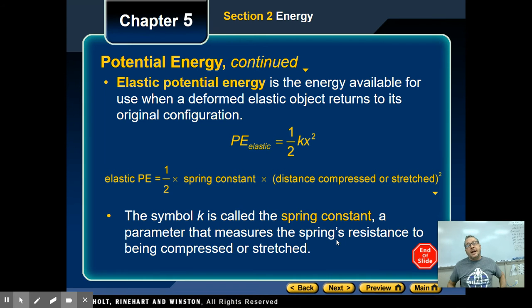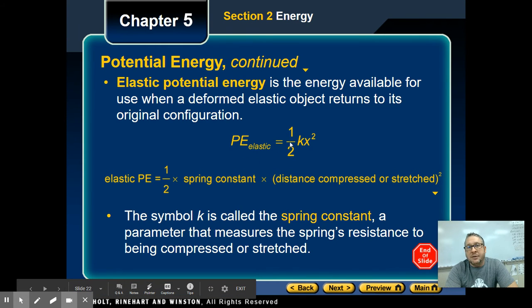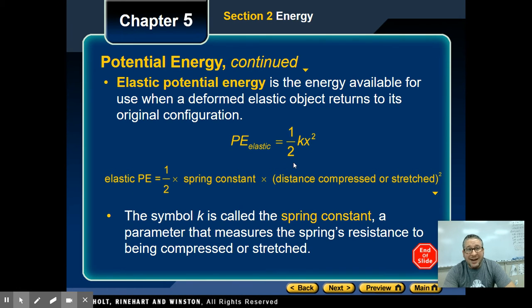We also have what's called elastic potential energy. It's the energy available for use when a deformed elastic object returns to its original configuration. So whether we take a slinky and stretch it or compress it, it's going to have elastic potential energy. And its formula is PE elastic is equal to 1/2 kx squared, where k is the spring constant and x is the distance either compressed or stretched. Now, the spring constant is a parameter that measures the spring's resistance to being compressed or stretched. It's kind of like a way of categorizing springs, okay?